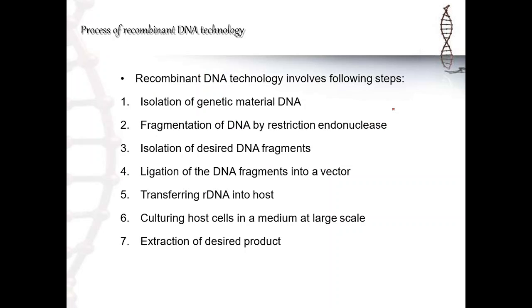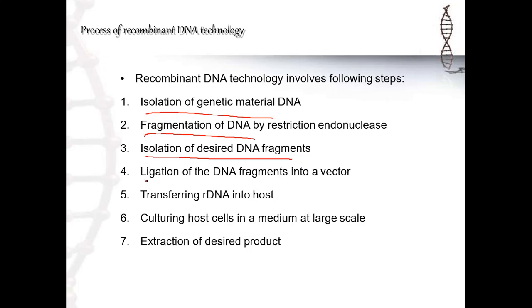So we have here the process of recombinant DNA technology. The process involves the following steps. Of course, we have to isolate the genes of interest from the source. We fragment the DNA, cut it into portions using the restriction enzyme, restriction endonuclease. After cutting, we isolate using electrophoresis, the isolation of desired DNA fragments. And we have different fragments of the genes carrying different characteristics, so you have to select a particular gene.